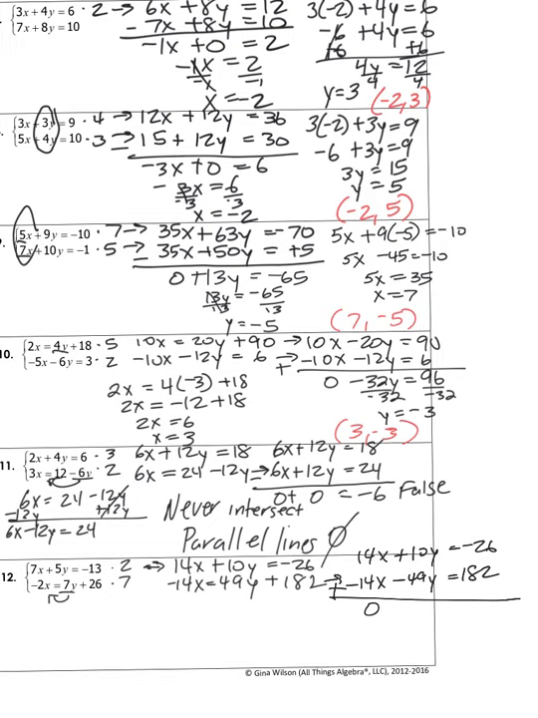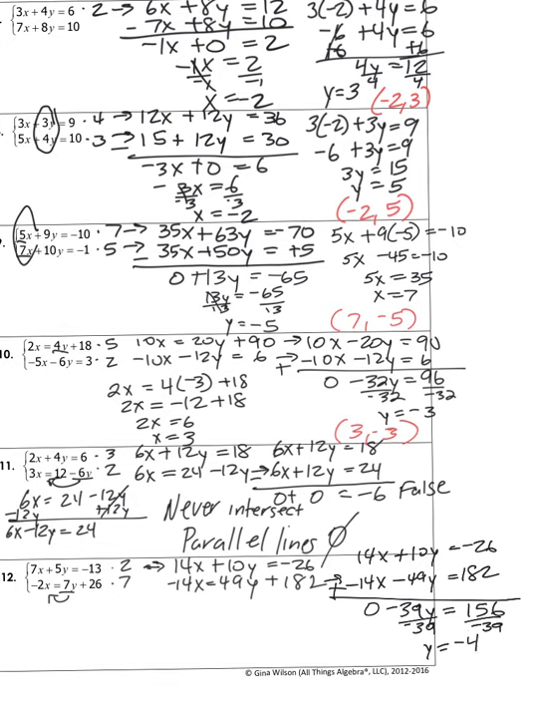10y plus negative 49y is negative 39y. And negative 26 plus 182 is 156. All right. Divide by negative 39 on both sides. And y equals negative 4.